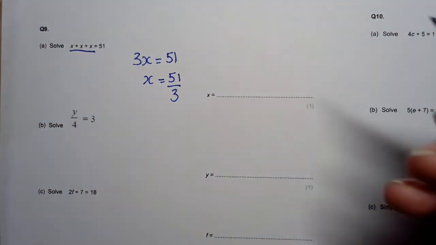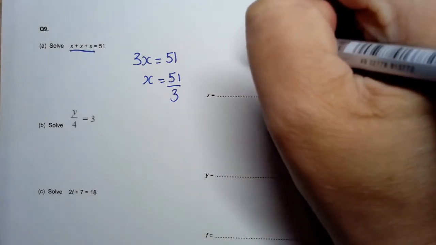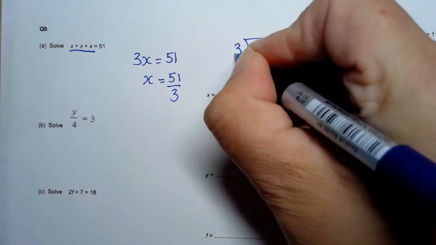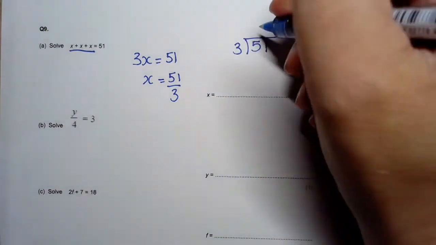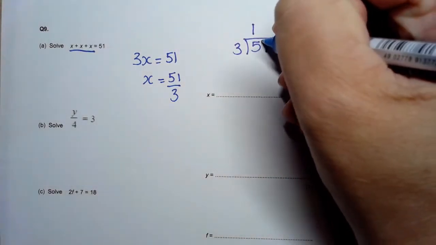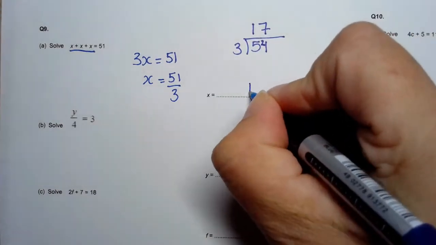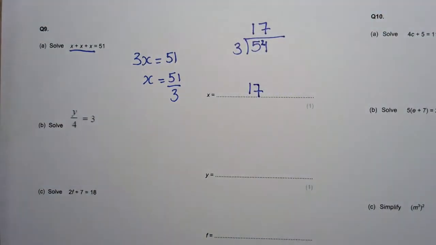Now if you can't do that in your head, you should use a bus shelter. This wasn't calculator work, so I'm going to put the 51 in there and the 3 there. There is 1 3 in 5, and I'm going to carry a 2, and there are 7 3s in 21, so my answer is 17.